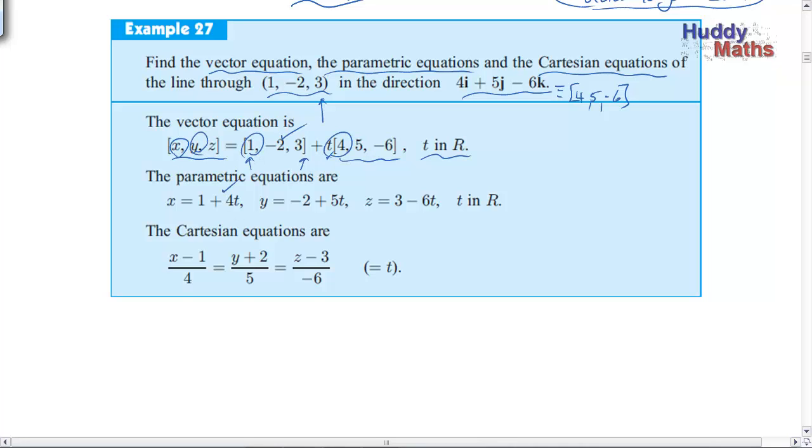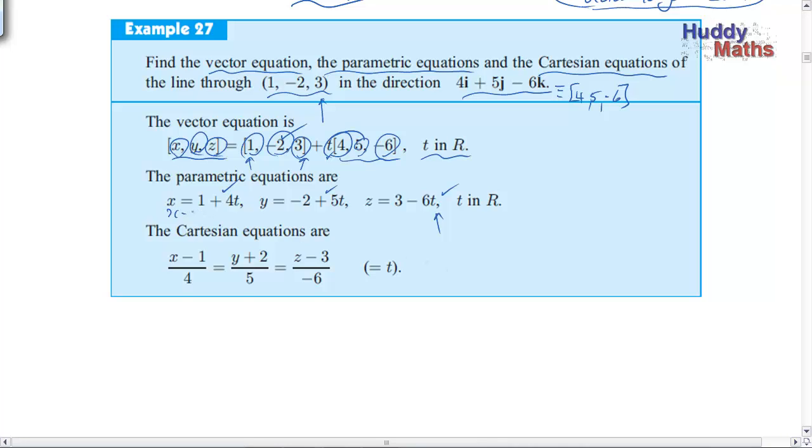Okay, y is -2 plus 5t. Okay, and z is 3 take 6t. Okay, so the Cartesian equations are rearranging each of these for t's. So let's do this one over here.